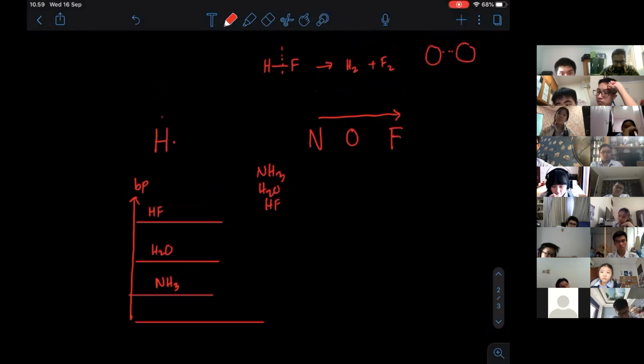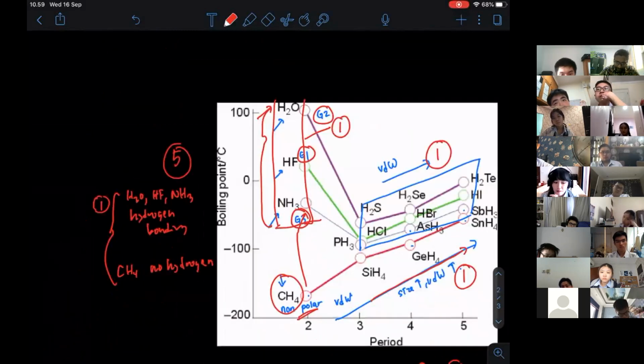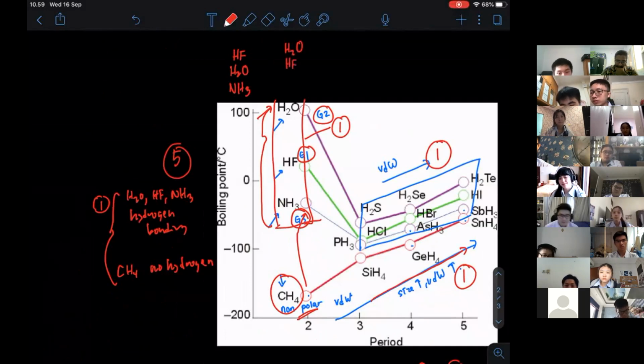But when you look at this graph, HF, water and ammonia, do you have the HF, water, ammonia arrangement? Do you have that, Josh? It's a different arrangement, right? Water comes first, followed by HF, then ammonia. So something is wrong over there, where there is one more factor. They are in a different order, definitely. So you need to find out or explain why.